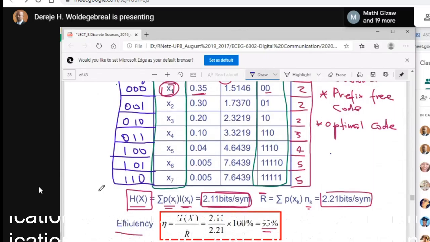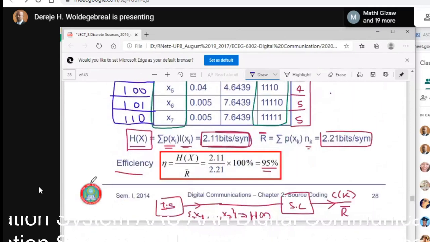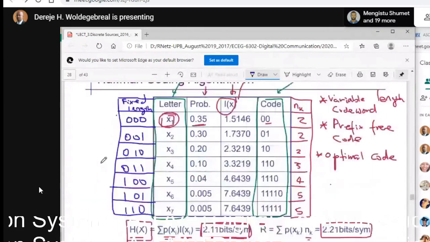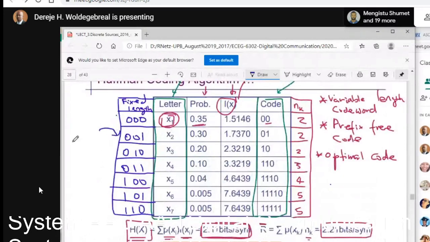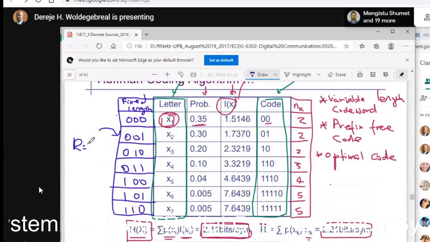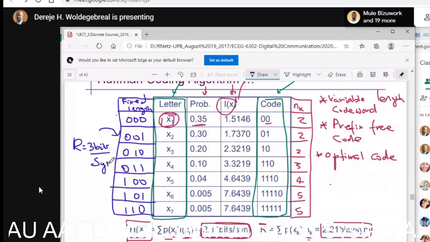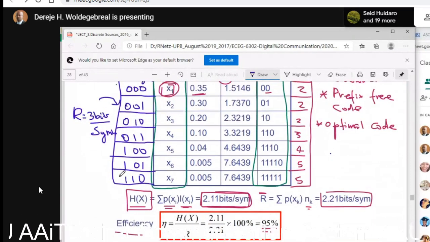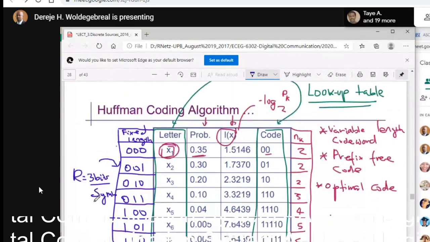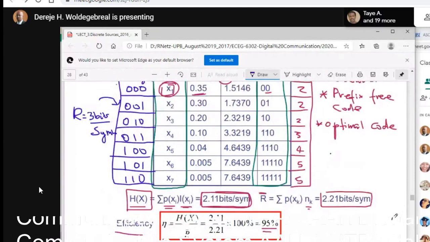Okay, so in the case of fixed length encoding scheme, the average number of bits per symbol R is actually 3 bits per symbol. Now, how much is the saving? If you use variable length encoding, the average length is 2.21 bits per symbol. If you use fixed length encoding, the average length would be 3 bits per symbol.